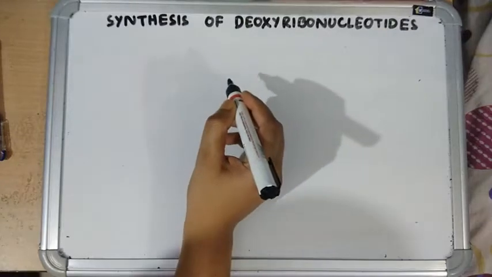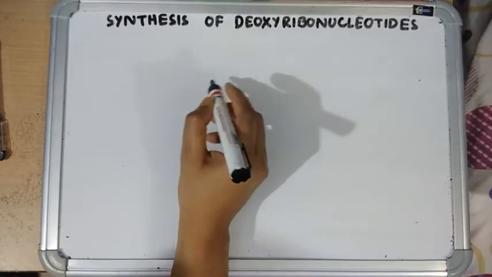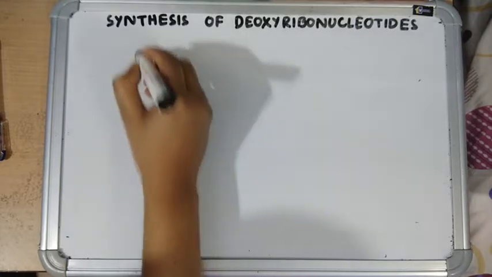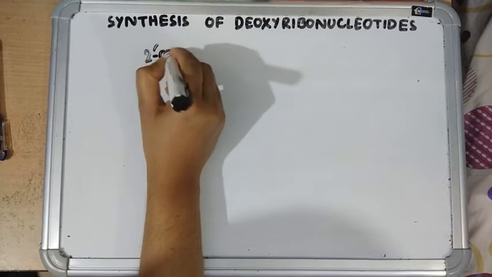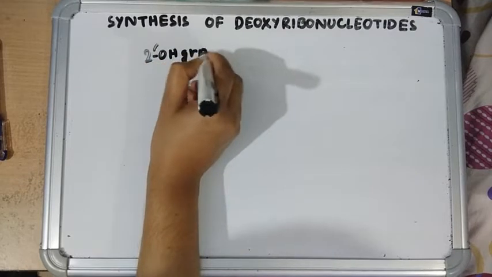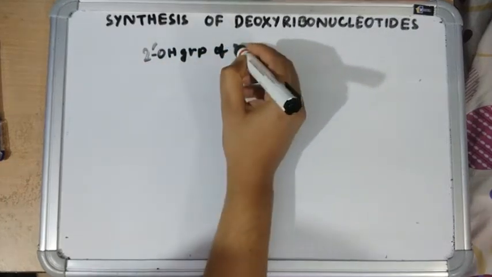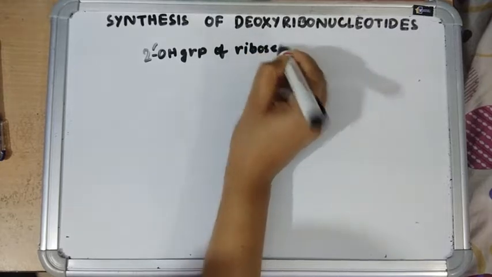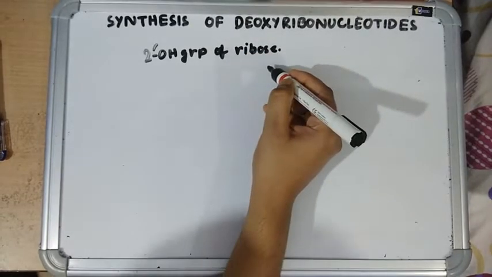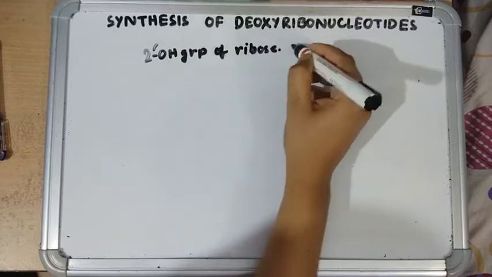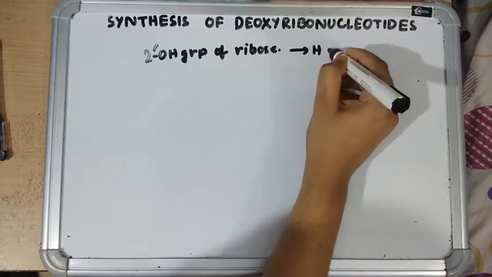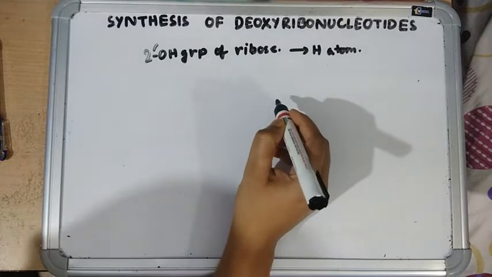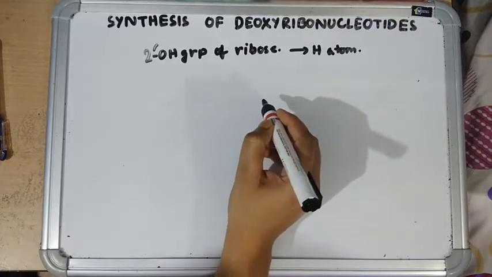Hello students, today's topic is synthesis of deoxyribonucleotides. These are precursors of DNA and are formed from reduction of the 2' hydroxyl group in the ribose moiety of the ribonucleotides, which is replaced by a hydrogen atom to form the deoxyribonucleotides, by the enzyme ribonucleotide reductase.